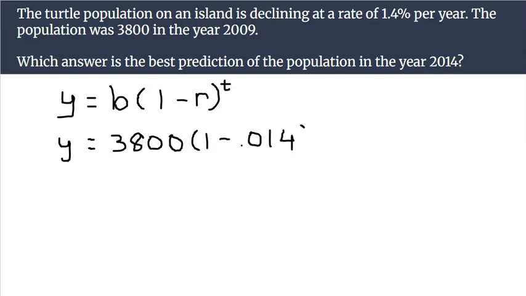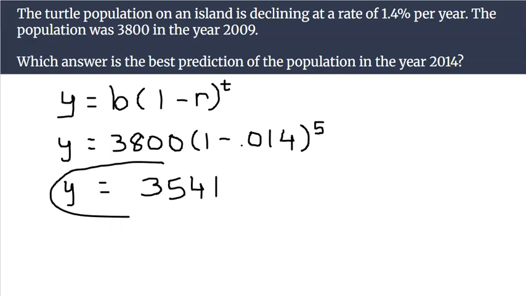Then we're going to raise that to the fifth power because we go from 2009 to 2014, a difference of 5 years. We put all this in a calculator, as long as your calculator has a parentheses and an exponent button: 3,800 times 1 minus 0.014 raised to the fifth power. Rounded to the nearest whole number, 3,541 is what it comes out to. It might differ slightly based on what your calculator says.